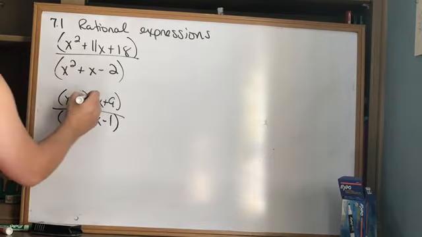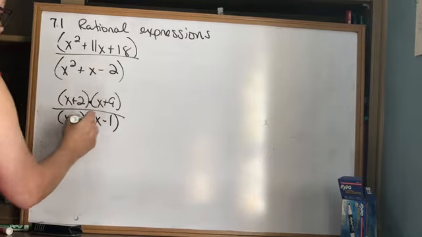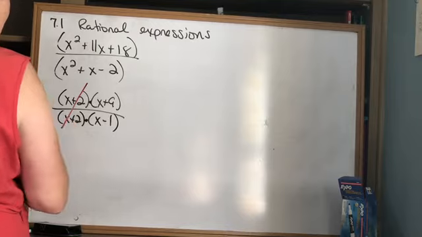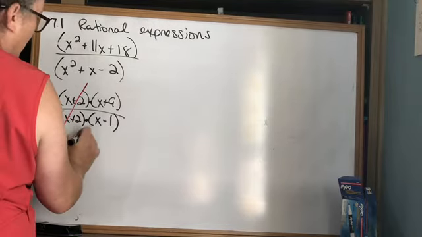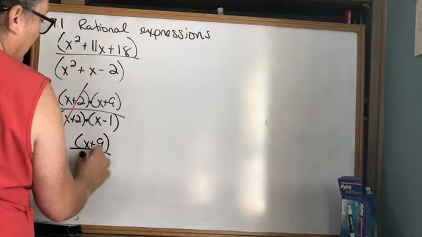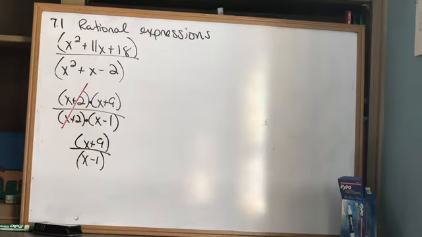Now we have a factor. Remember, factors mean we multiply. We have two things that are multiplying here, and we have x plus 2 and x plus 2 can cancel out. So we're just left with x plus 9 over x minus 1. Keep things in parentheses. When we get to multiplication and division, the parentheses are going to help you so much. I cannot stress it enough.